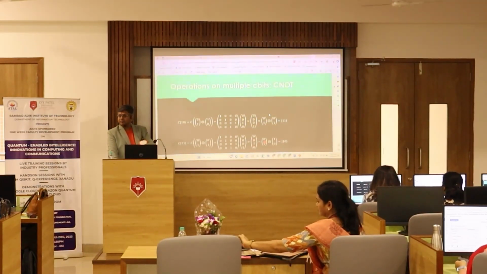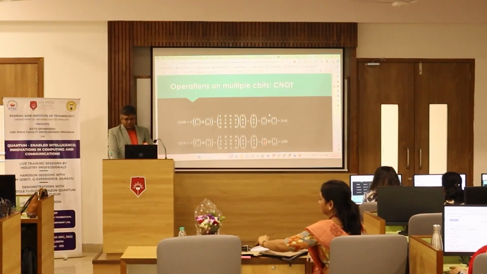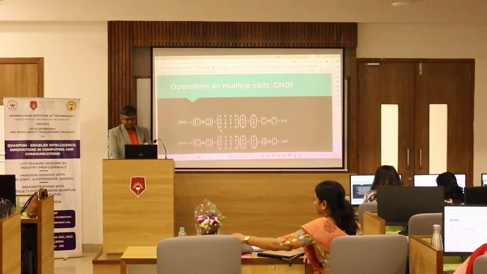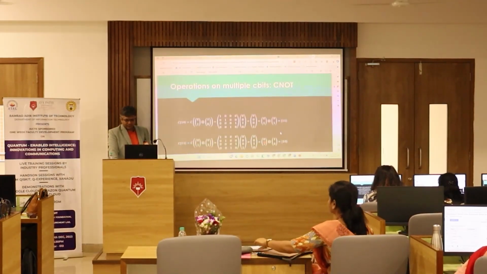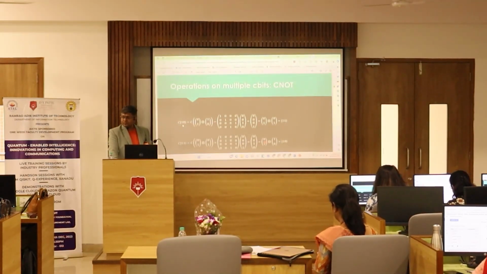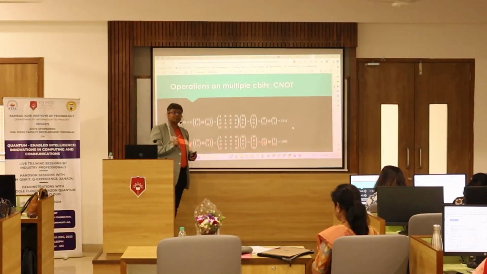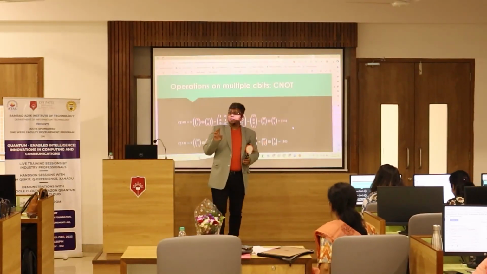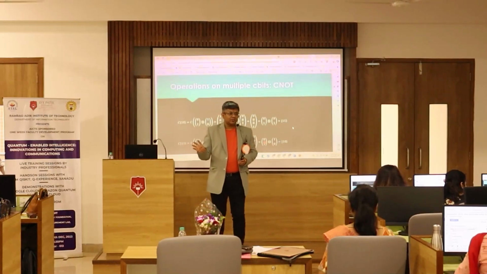And then this is an example of a C naught operator. Okay, with example. So now if you have 1, 0 as a 2-qubit state and you apply the C naught operator on that, then it becomes 1, 1. This is how transformations are applied on multi-qubit states.